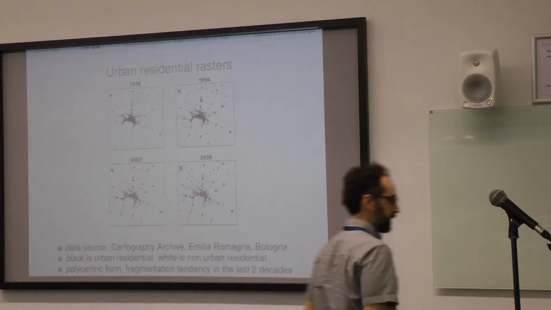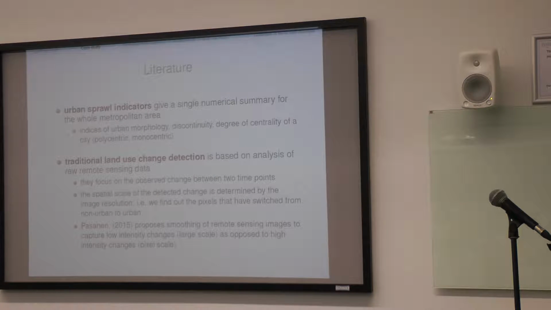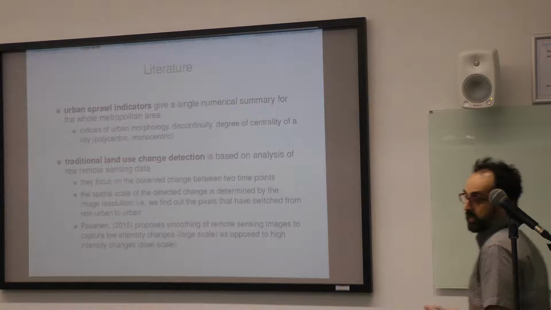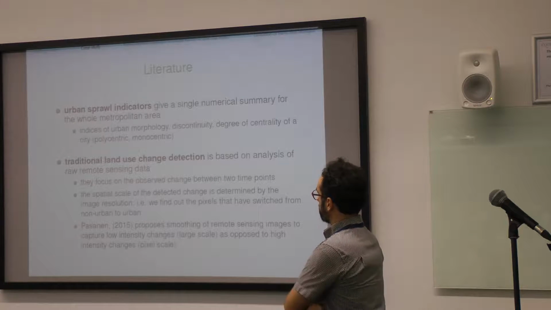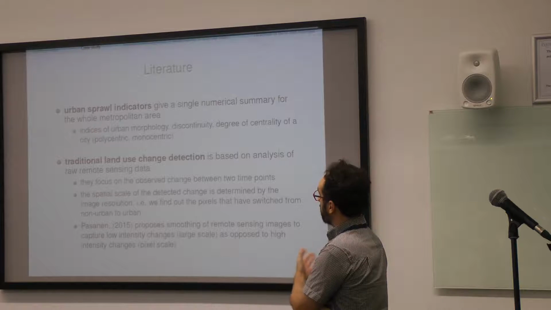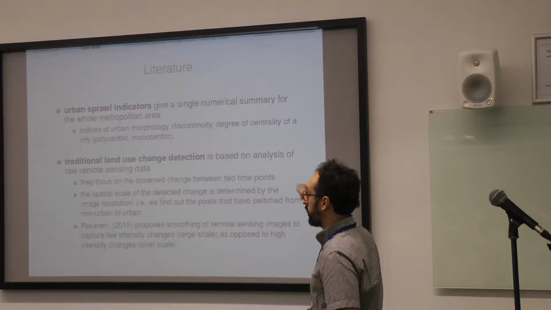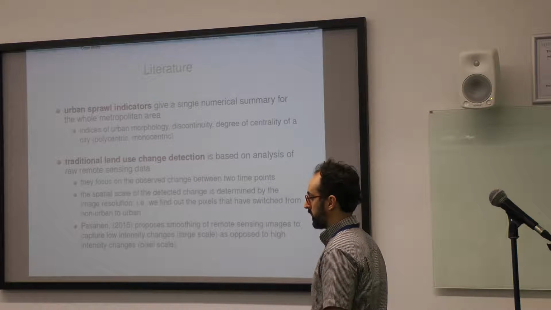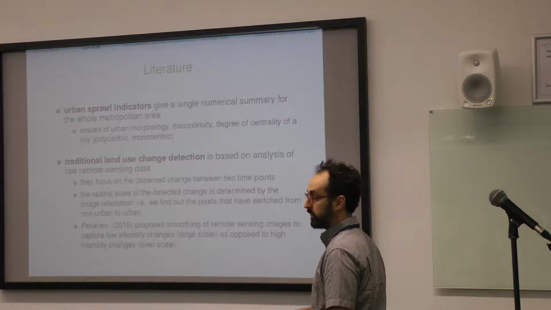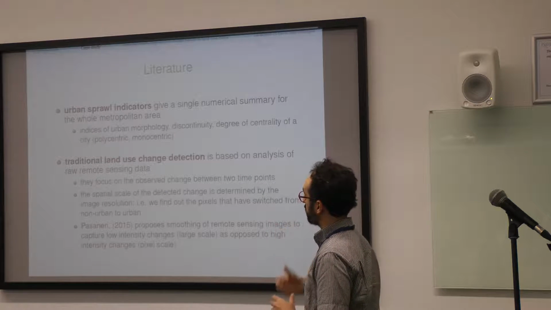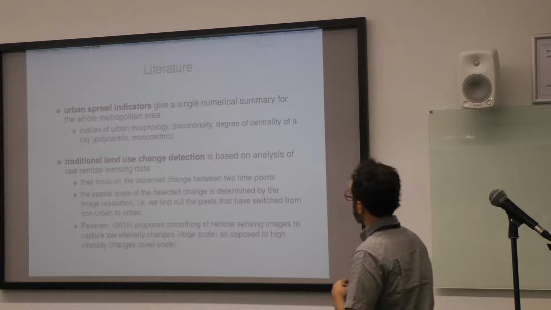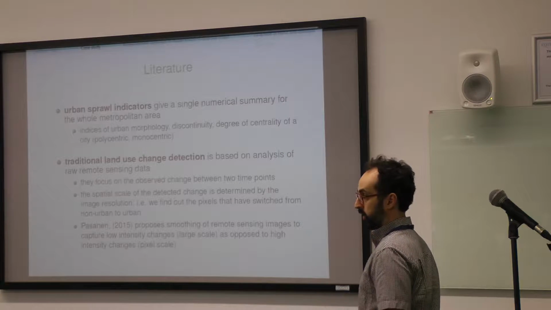And so we took a look at the literature. We have topics in the literature that can help us. One is urban sprawl indicators. This gives a single numerical summary for the whole metropolitan area, and these indicators are able to capture the morphology and discontinuity pattern, and that's why they are called urban sprawl indicators. But these are too poor in representing the pattern.